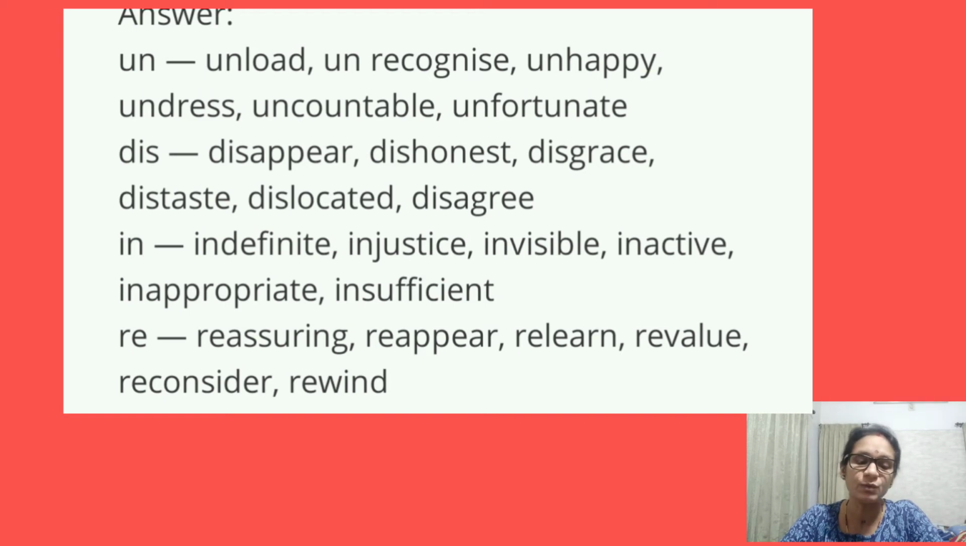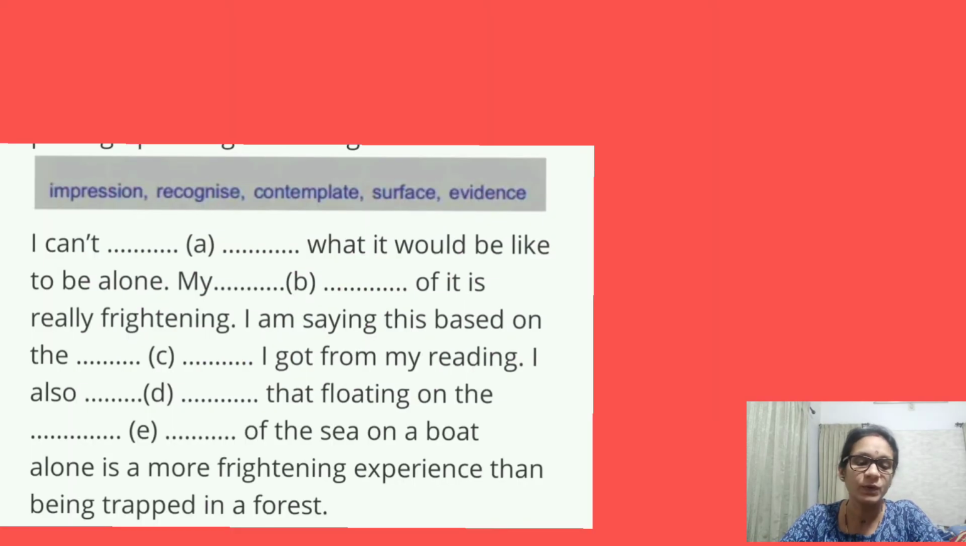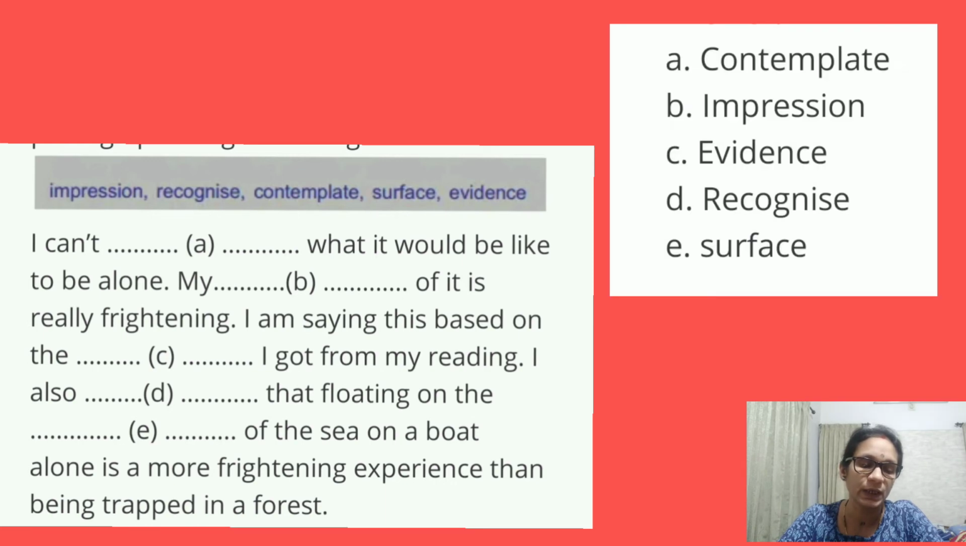Next activity: fill in the blanks in the following passage, picking up the right words given in the box. Some particular words are given. You want to read the passage very carefully and add them suitably. I can't dash what it would be like to be alone. That is the first word. I can't contemplate what it would be like to be alone. My next sentence, my dash of it is really frightening. My impression of it is really frightening.